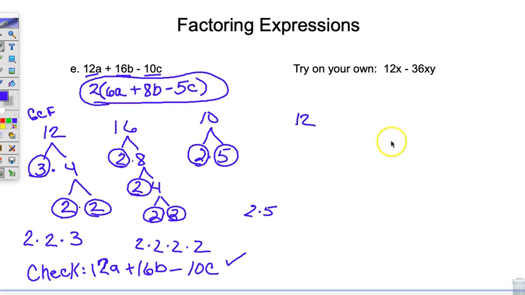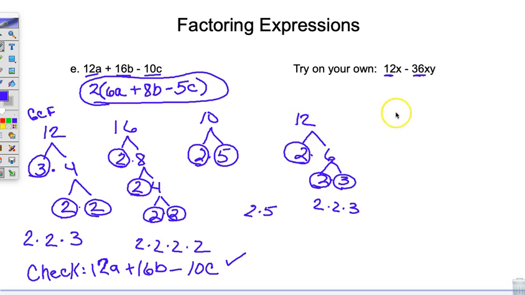First thing we have to do is find the prime factorization of the coefficients, which are 12 and 36. So if I break down 12, that could be 2 and 6, or you could use 3 and 4. 2 is a prime number. 6 can be broken down into 2 times 3. So that gives me 2 times 2 times 3, which of course is 12.